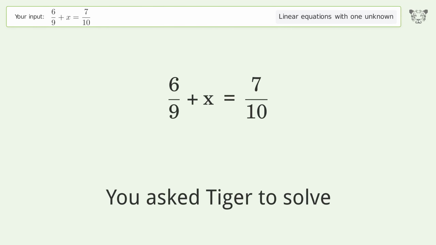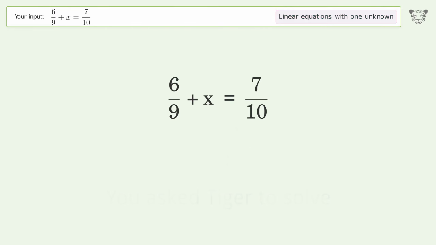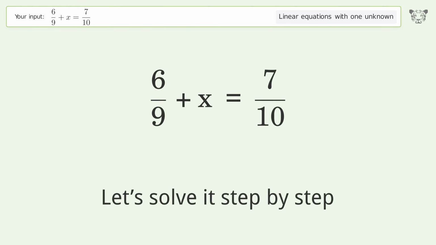You ask Tiger to solve. This deals with linear equations with one unknown. The final result is x equals 1 over 30. Let's solve it step by step.